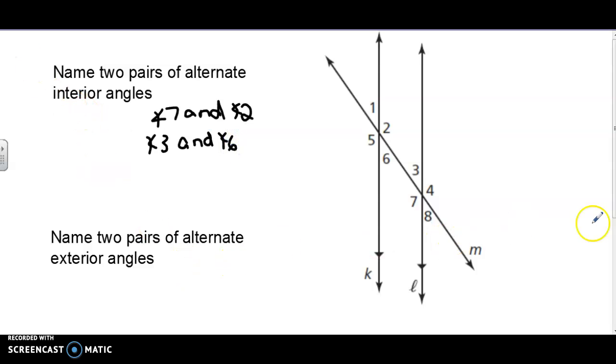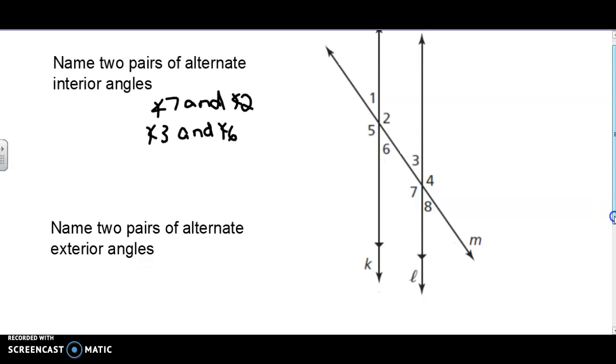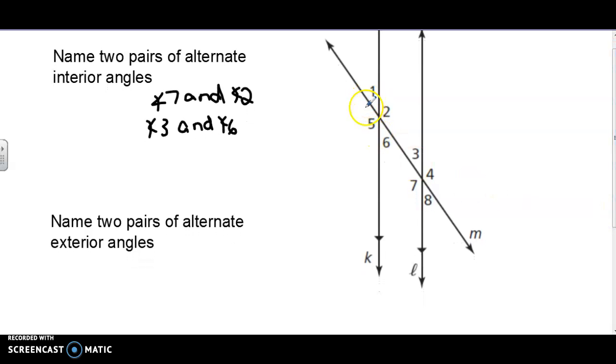Alright, name 2 pairs of alternate exterior angles. Exterior means the outside. So 1, 5, 4, and 8 are exterior angles. Again, 1 and 5, and 4 and 8 are on the outside of the parallel lines, so they are exterior angles. Alternate means opposite sides of the transversal. So 1 and 8 are alternate exterior angles. Then angle 5 and angle 4 are alternate exterior angles.